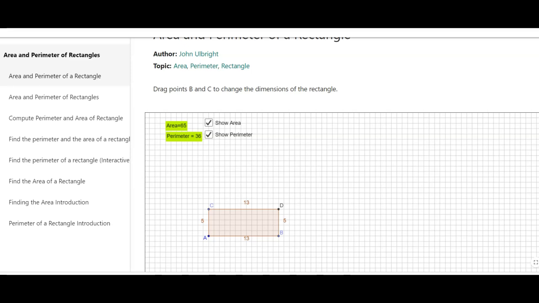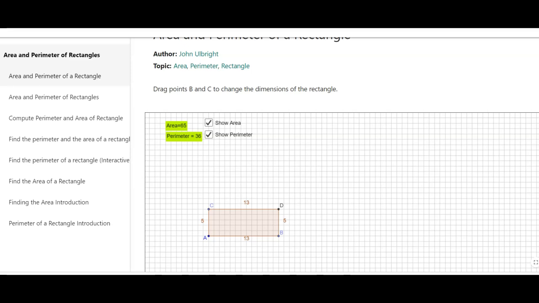For the perimeter, then we're going to add up all 4 sides. And some formulas you might look at might say 2 times the length plus 2 times the width. I always think of it as adding up all 4, but if you multiply 5 by 2, it's like saying 5 plus 5. And if you multiply 13 by 2, it's like saying 13 plus 13. And you still get the perimeter there.